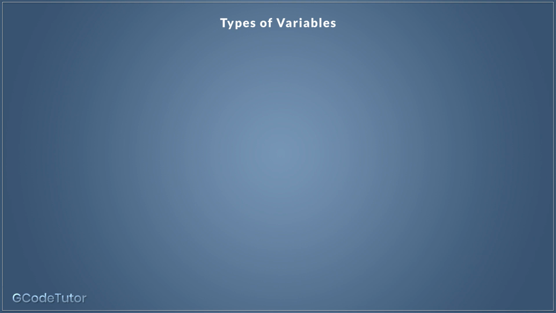Now within G-code, we have different types of variables. So I'm just going to go over the different types so we have an understanding before we get into the nitty-gritty of programming with these.